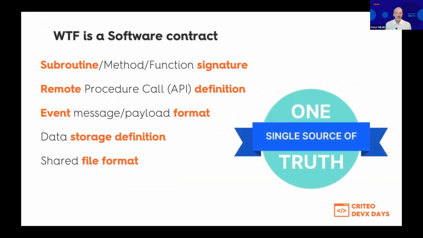So, what's a software contract? It is the one single source of truth. For example, the signature of a method or a function or a subroutine is a contract. A remote procedure call definition is a contract. An event format or payload is a contract. Data storage is a contract. So let me give you some examples.